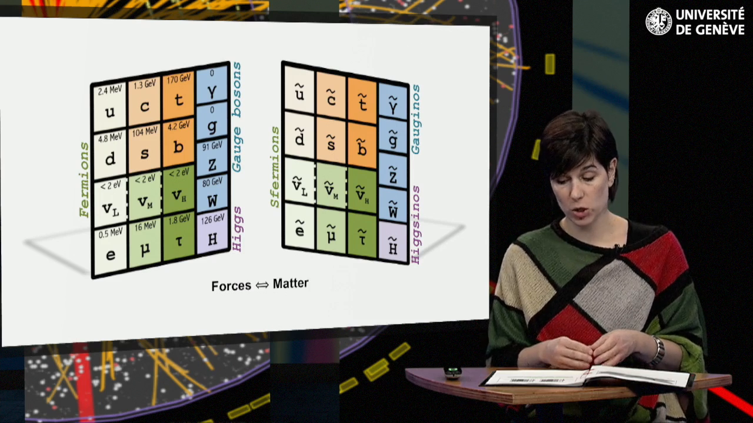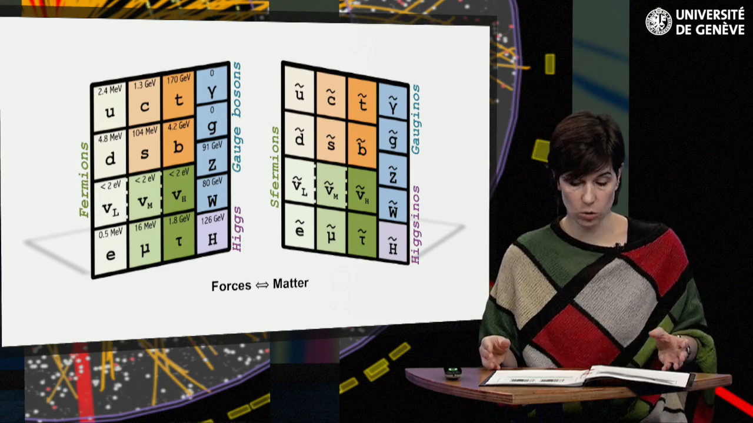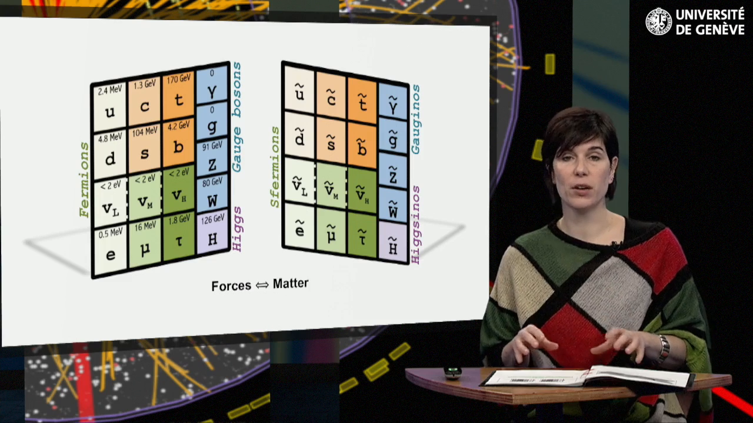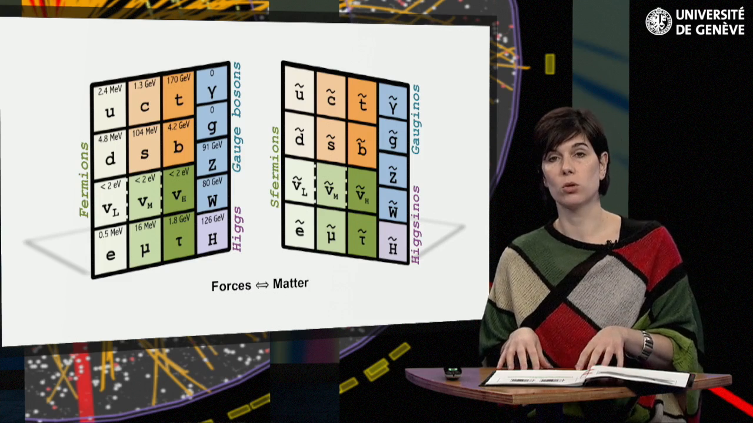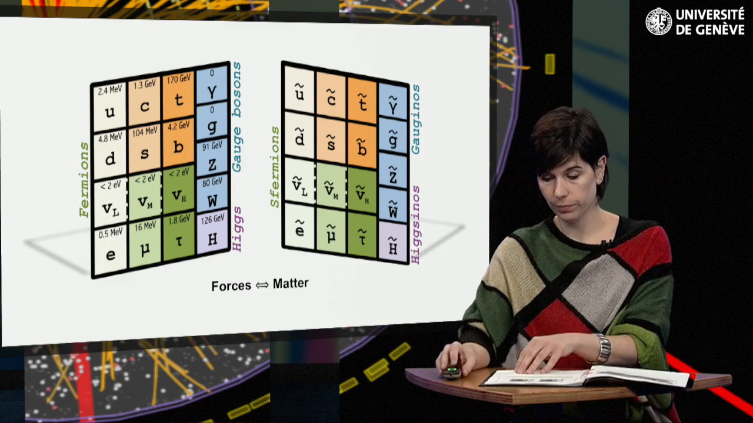The superpartners, if they exist at all, must have very different masses to the known particles in our periodic table.